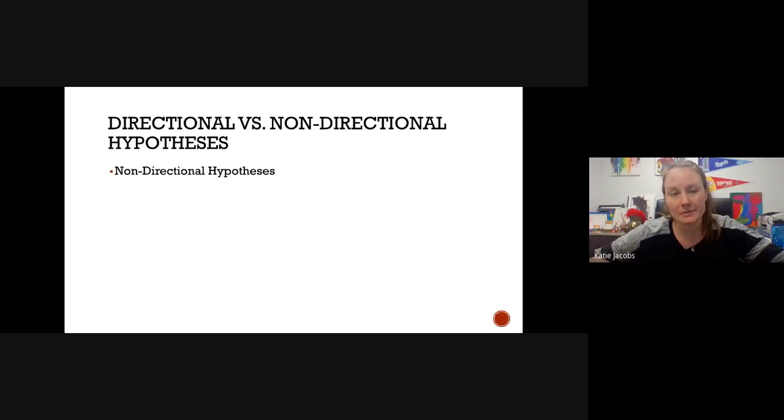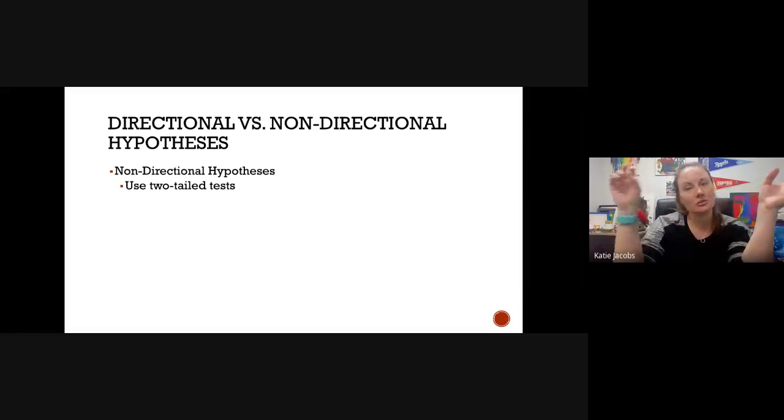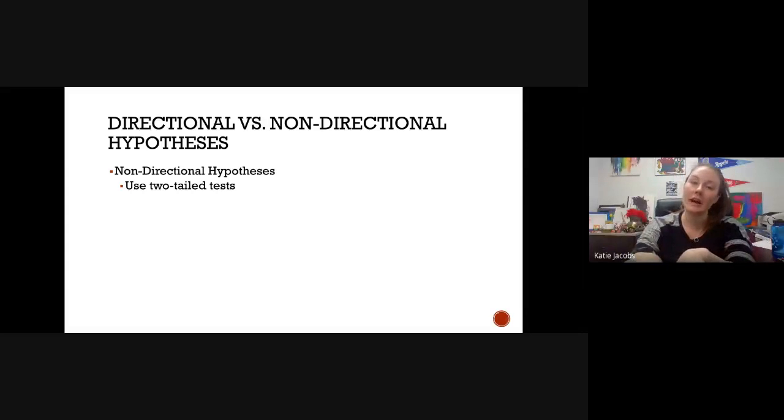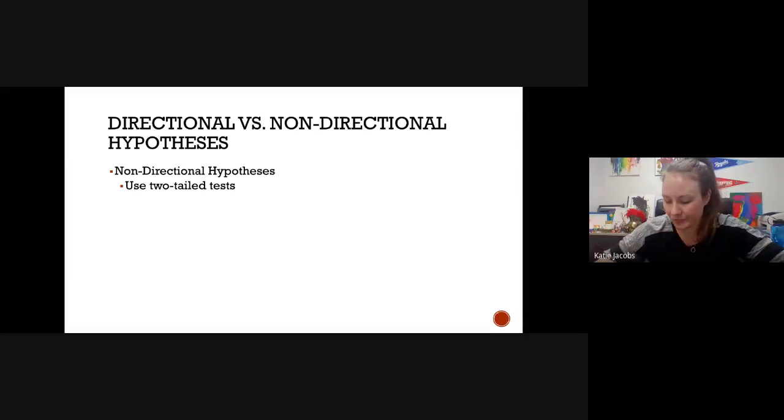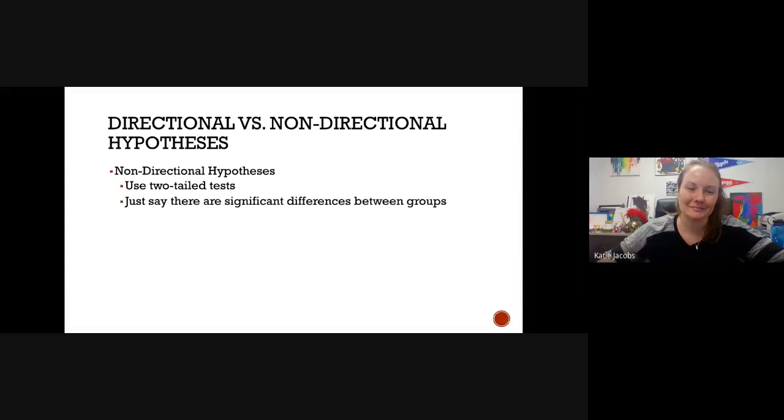Okay, so directional versus non-directional hypotheses. Non-directional hypotheses use something called a two-tailed test. So when we refer to hypotheses, we refer to them as written non-directionally or directionally. When we're talking about the actual statistical analysis, however, we will either identify it as a two-tailed test, which is non-directional, or a one-tailed test, which means we wrote a directional hypothesis. This will make a lot more sense once we get to the step where we draw out our normal curve, and when we put the tails on our actual normal curve, you'll be able to see it and imagine it a lot better. So again, non-directional hypotheses use these two-tailed tests, and this just says that there are significant differences between groups. We don't know what direction at all.